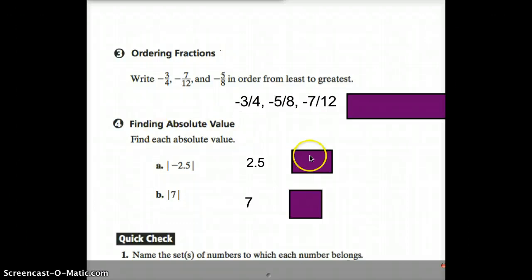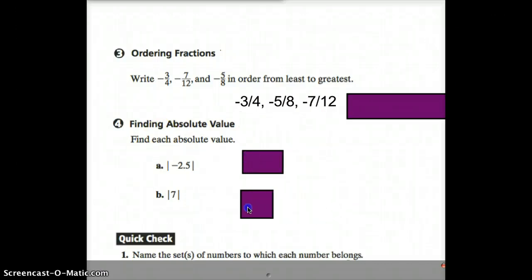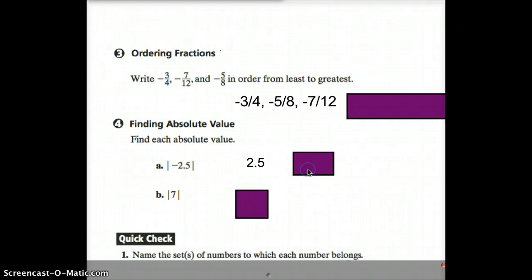Okay, absolute value. Absolute value is just the distance from 0. So if you have the absolute value, notice the absolute value bars here, okay? The distance from 0 of negative 2.5. Well, guess how far that is? It's 2.5. How about 7? The absolute value of 7, the distance from 0 to 7, is 7.